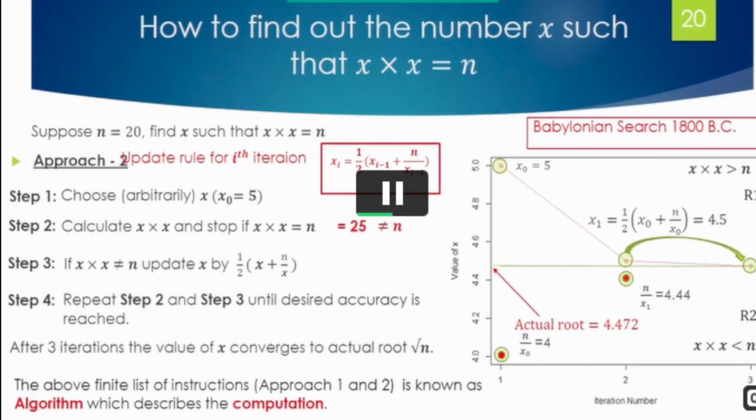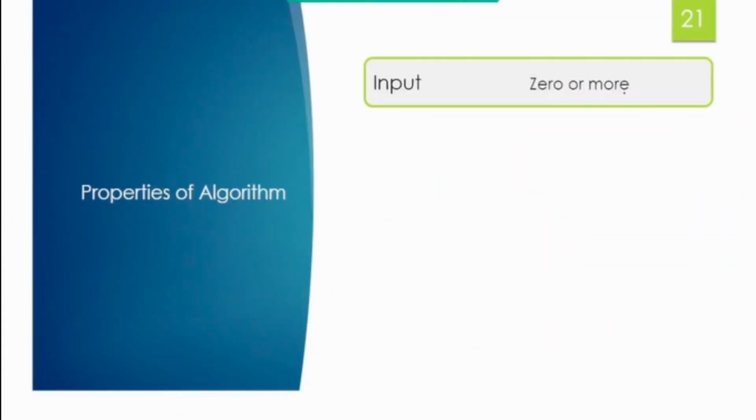So what are the properties of an algorithm? First, input. Every algorithm should have 0 or more inputs. Now for the Babylonian search, what are the inputs? The value of n, which is 20, and maybe the value of x0, the initial approximation 5, because these are the values which you need to provide to the algorithm to start with, right? So we say these are the inputs. Here in this algorithm we have 2 inputs. Of course there are algorithms which don't have any input. We will see it later when we run some program.